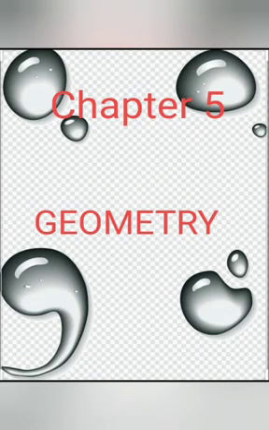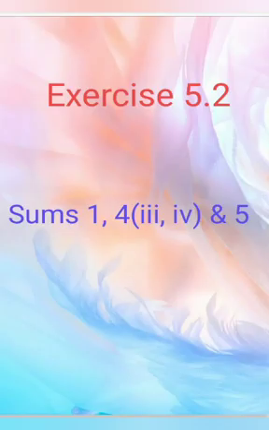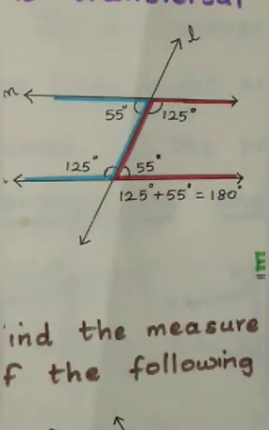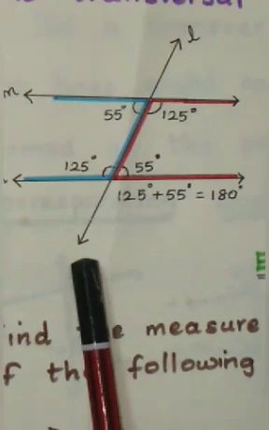In today's class, we are going to solve problems 1, 4 and 5 in exercise 5.2. We know that when two parallel lines are cut by a transversal, corresponding angles, alternate interior angles and alternate exterior angles are equal. Now see this figure. What do you observe?